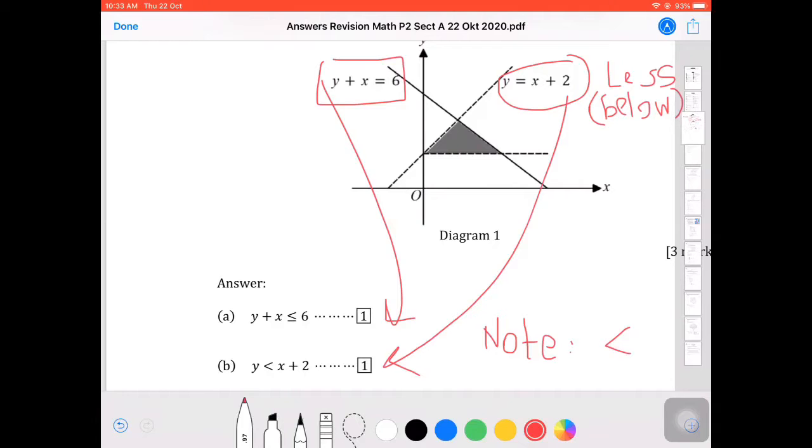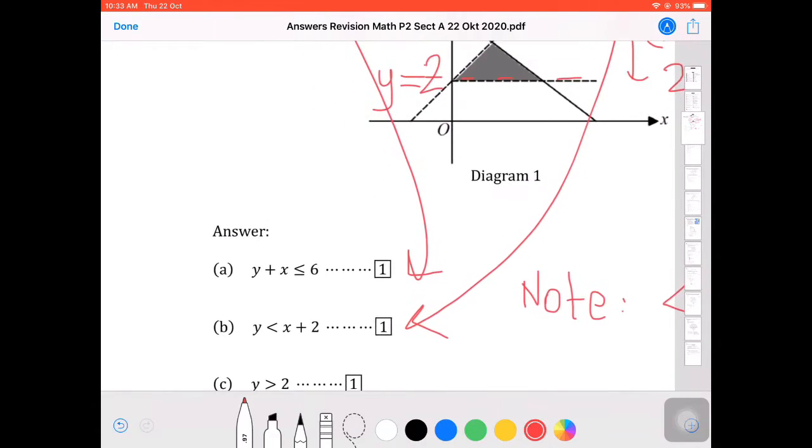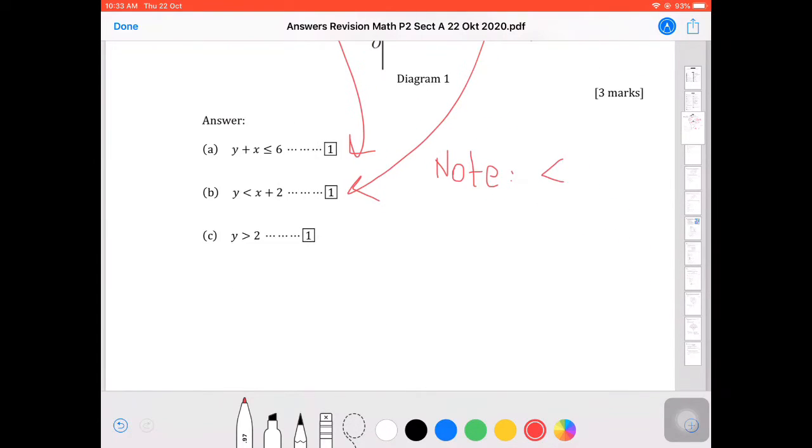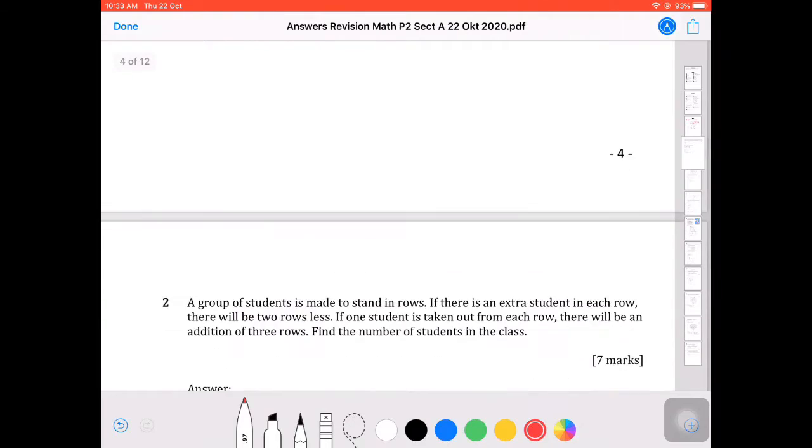Now we're going to find the third equation, the third line. If you look at that line, it is the y-intercept of that particular line. Remember, y equals mx plus c. So that means the value is 2, so y equals 2. When you have a horizontal line, the way we represent it is y equals 2. Because the line is dotted, we're going to put y more than 2 because it's above, so there is no equal below it.